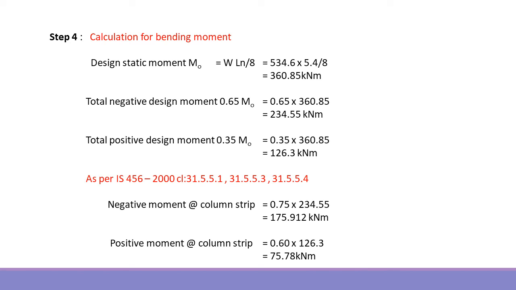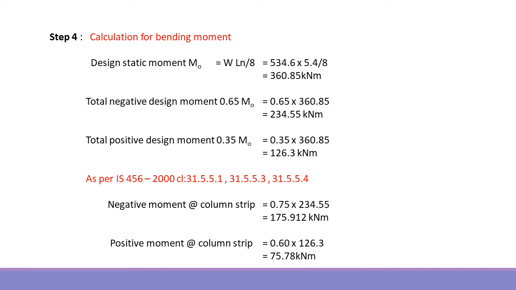Then negative moment at the column strip. It will be separated into column strip and middle strip, because the negative moment for the column strip is 75% and the positive moment for the column strip is 60%. So 75% means 0.75 into 234.55, so the negative moment for the column strip is 175.912 kN meter. Then the positive moment at the column strip is equal to 60%, so 0.6 into 126.3.